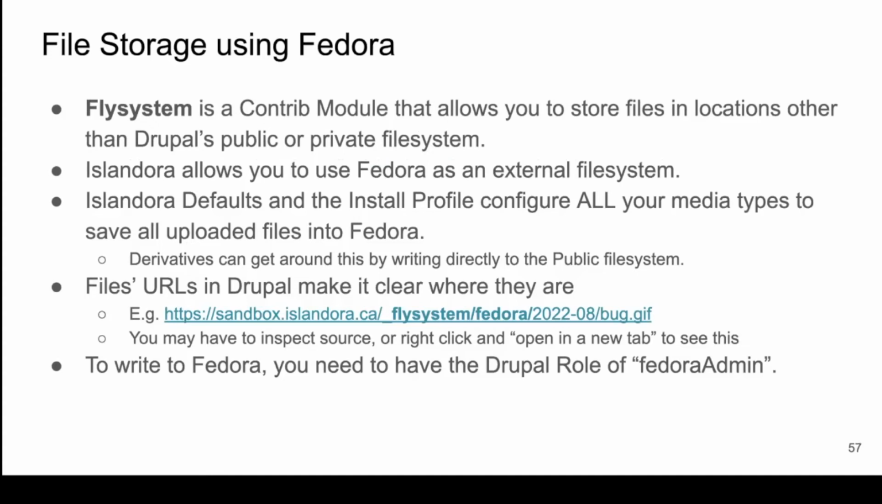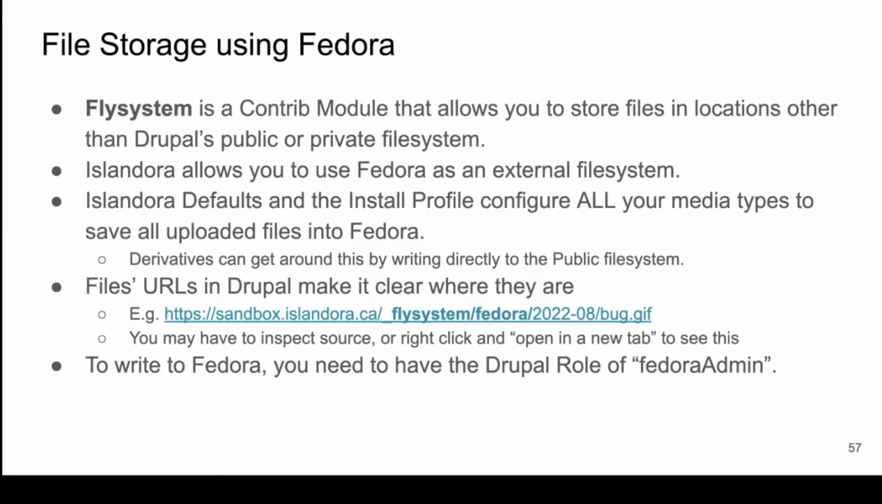There's the way that we put RDF into Fedora, but separately, there's the way that we put files into Fedora. And for that, we use a module called Flysystem. You'll see it around. It lets you store files in other locations than Drupal's basic public or private file systems. Annie created the Flysystem adapter for Fedora, so we can use it for that. But out of the box, Flysystem can work with Amazon S3, Dropbox, other cool ways of storing your data.